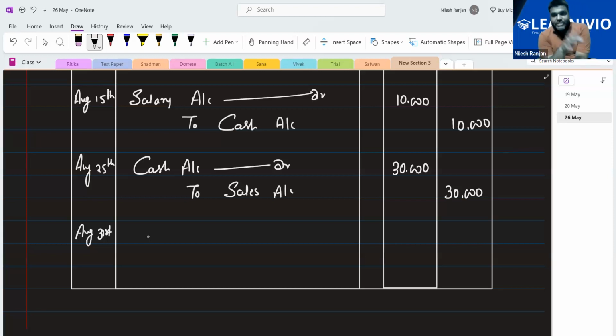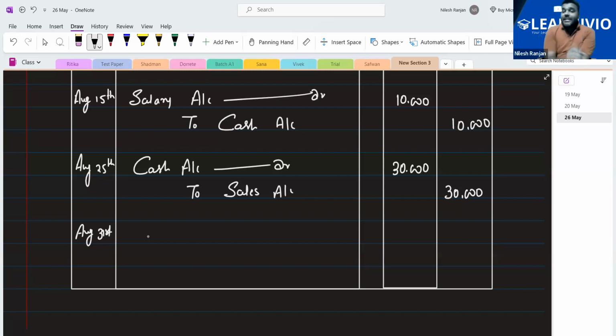Okay, in the first transaction, no name is mentioned. That's why it is on cash basis. But in the second transaction, a name is mentioned and cash is not written. That's why it is on credit basis, because you write a name only if it is on credit basis. Understood? So it is on credit basis.